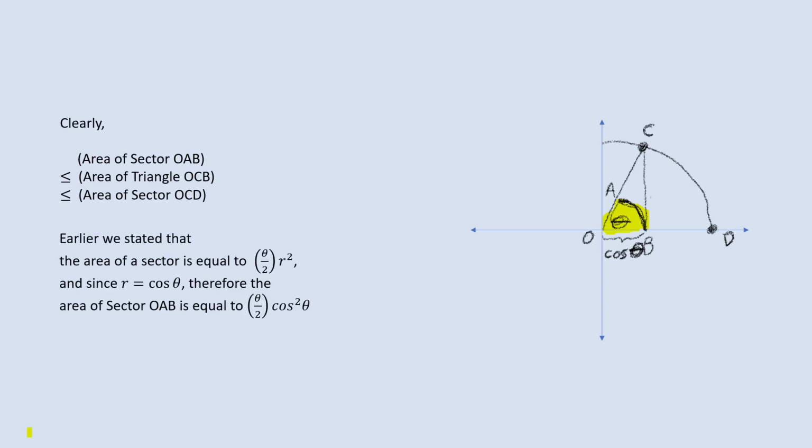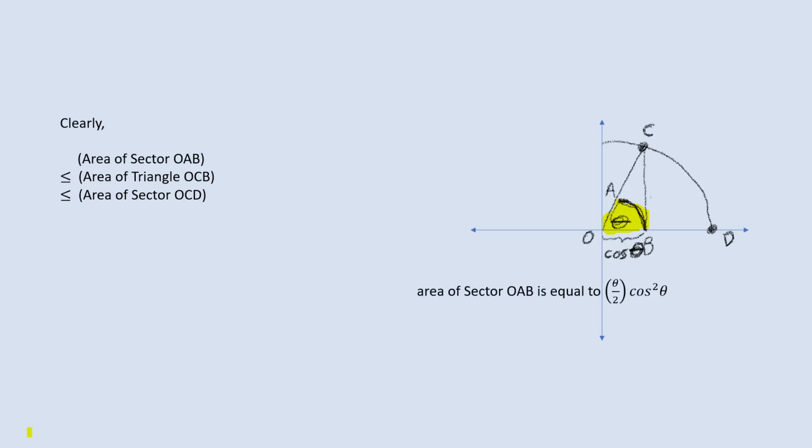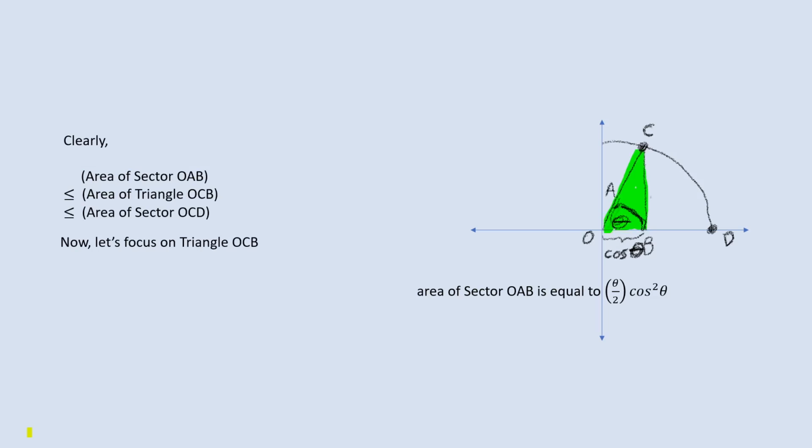Now, we know that the area of that golden sector, based on what we agreed on earlier, must be theta over 2 times r squared. We know r, based on our conversation a minute ago, is cos theta. So the area of that gold sector is really theta over 2 cos squared theta. So up here, when we're talking about the area of sector OAB, we can now say theta over 2 cos squared theta. We can assign a value to it. Now let's look at the triangle here.